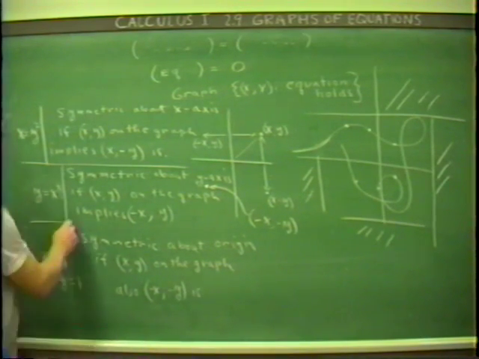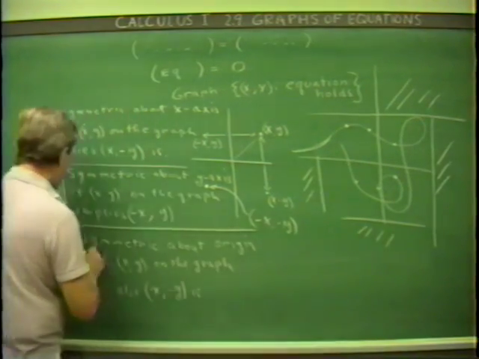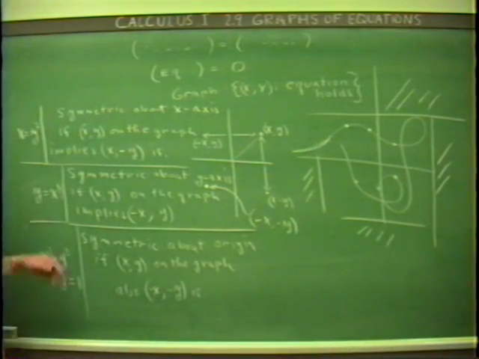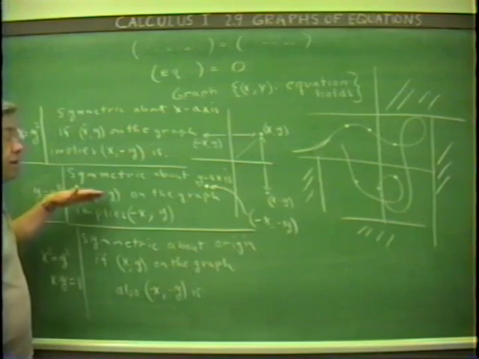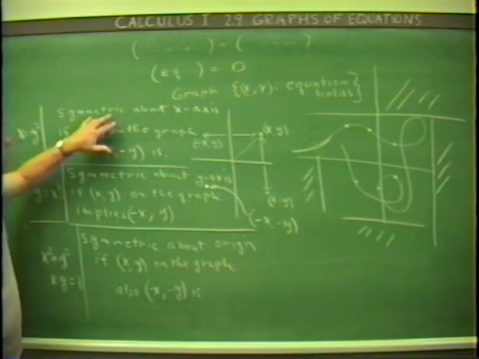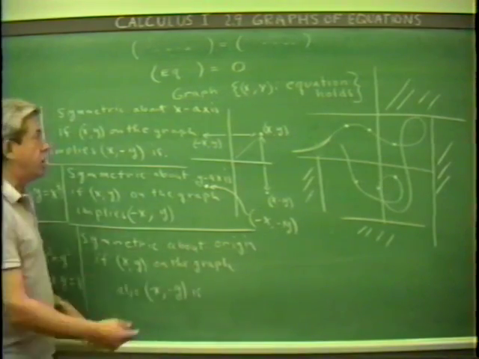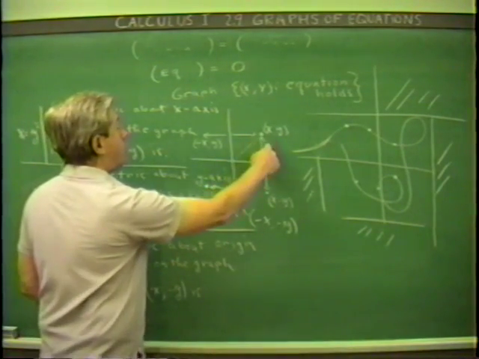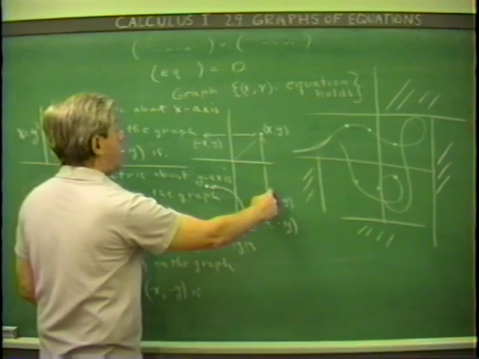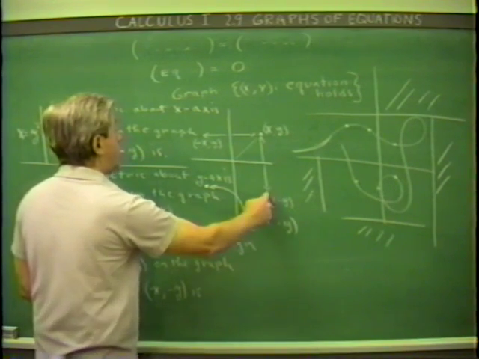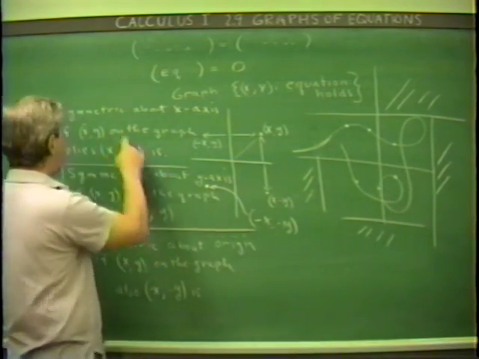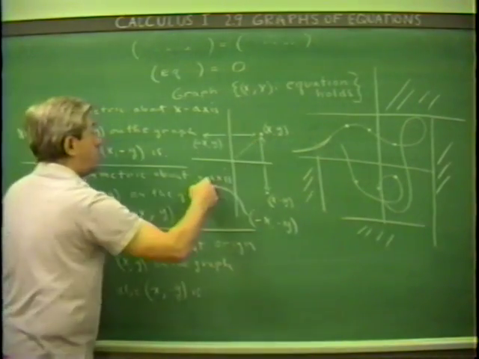There's something worth noting about these symmetries, and that is that you can't have any two of them without also having the third. If you've got symmetry about the x-axis and about the y-axis, then you also have symmetry about the origin. That's because whenever (x, y) is on the graph, then (x, -y) is, and so consequently, since (x, -y) is, (-x, -y) is on the graph. So when you have these two, you also have symmetry about the origin.